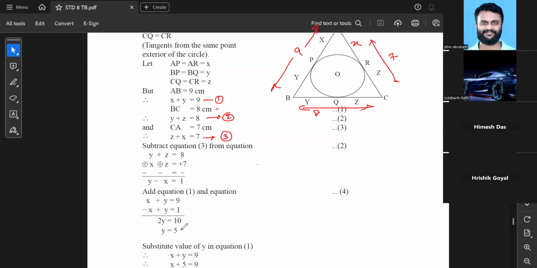I already have x plus y, and now I have y minus x. When I add these two equations, I get the value of y. And once I get the value of y, I substitute the value of y in this particular equation to find how much is x. For example, in this case, if y is 5, x will be equal to 4. And once I get x equal to 4, I substitute this over here, then I get z is 3. Correct. Understood? So once you get x, y, z, that's your answer basically. Any doubts so far?